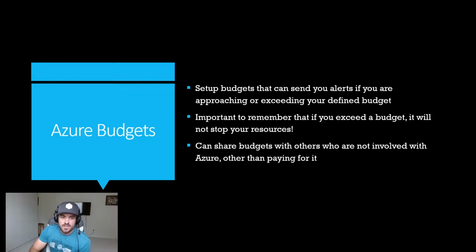All right, Azure budgets. So you can set up budgets that will send you alerts if you are either approaching, at, or exceeding your defined budget. Okay? It's important to remember that if you exceed a budget, it's not going to stop your resources from running. It's just going to send you a notification saying, hey, you better do something. I've done my job. You can share budgets with others who are not involved with Azure. Again, other than paying for it, maybe they just want to be notified if they're about to be spending a lot more money than expected.